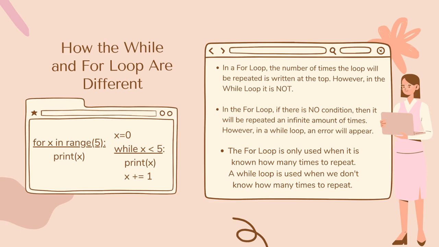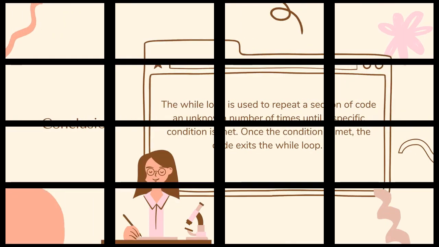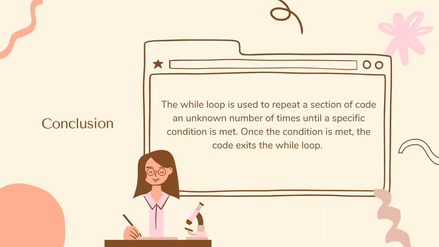Finally, the for loop is only used when it is known how many times to repeat. A while loop is used when we don't know how many times to repeat. Conclusion: the while loop is used to repeat a section of code an unknown number of times until a specific condition is met. Once the condition is met, the code exits the while loop.